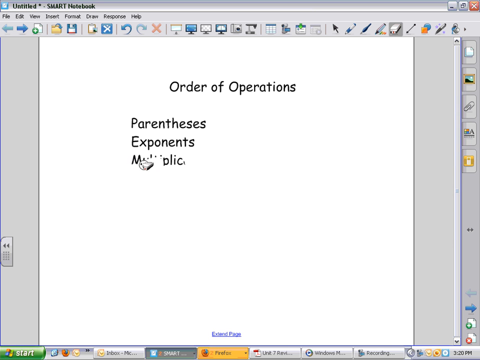Then, the acronym PEMDAS is a little bit misleading, because it sounds like they're going straight down in that order, but in actuality, multiplication and division are both on the same level, and any part of the problem that's division or multiplication, you're going to do that third, and it's left to right. And then the very bottom is addition and subtraction. Again, those are also on the same level. So if all that's left is addition and subtraction, you're going to do left to right. So let's do a couple problems.